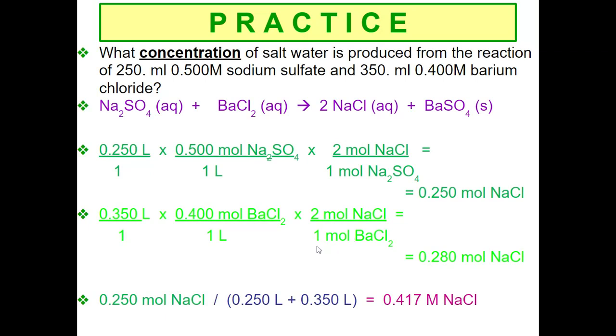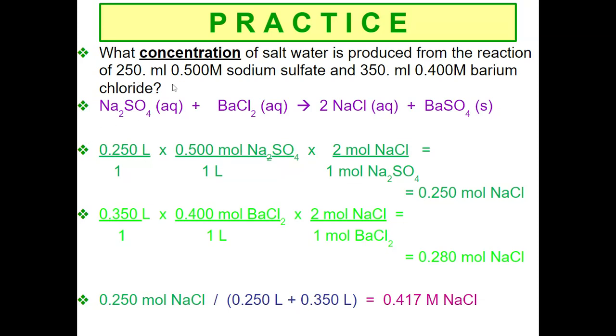And here's our last example. So the question is saying, what concentration of salt water is produced from the reaction of 250 milliliters of 0.5 molar sodium sulfate and 350 milliliters of 0.4 molar barium chloride. So this is a limiting reactant equation. This one's a little bit more complex because you have to do two stoichs and find out whichever one gives you the smallest answer. That's the one you're going to go with, right?